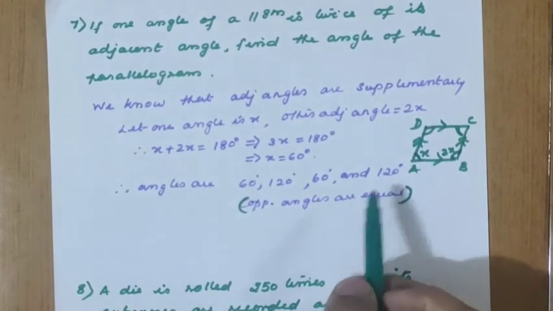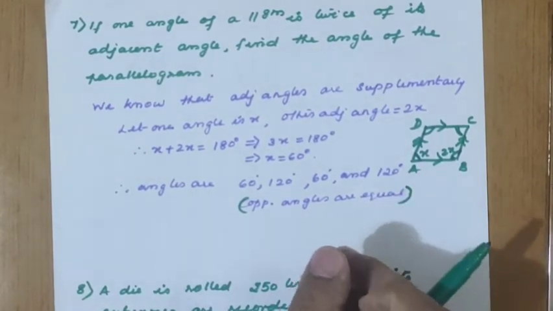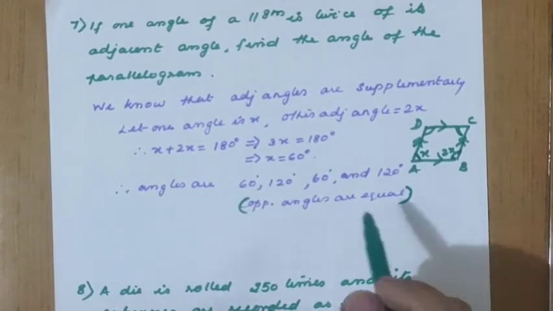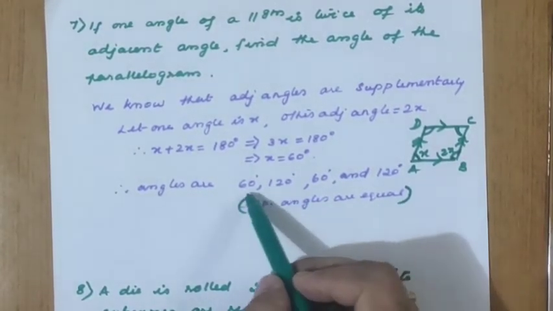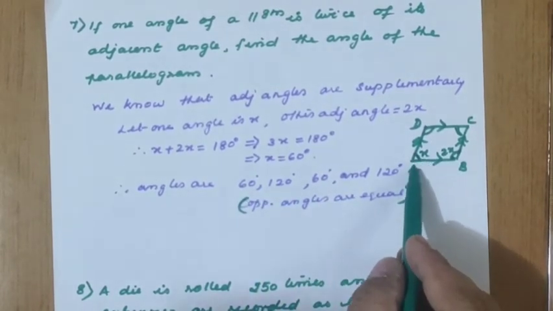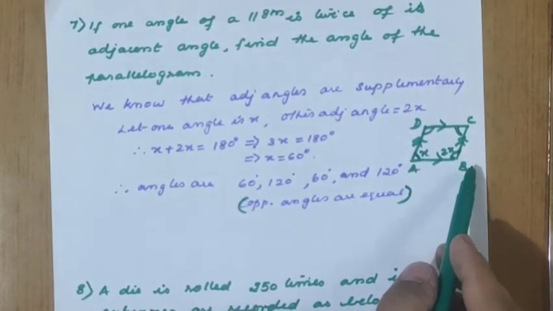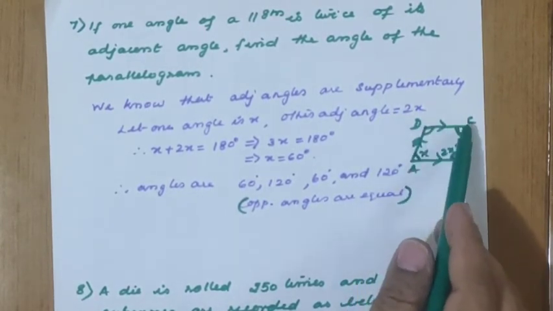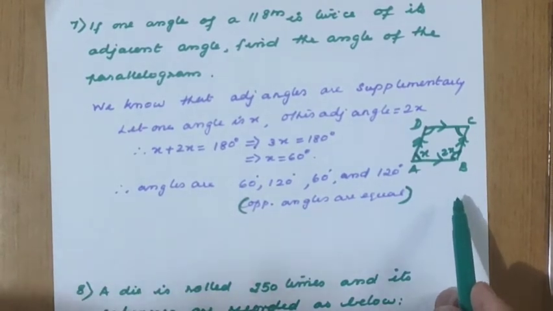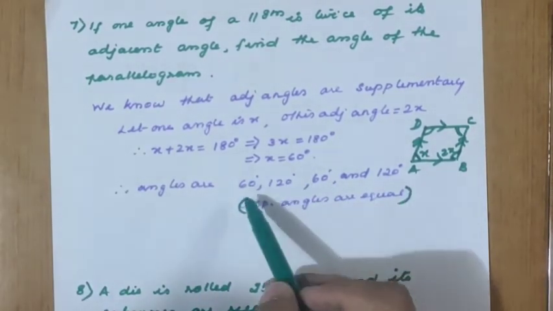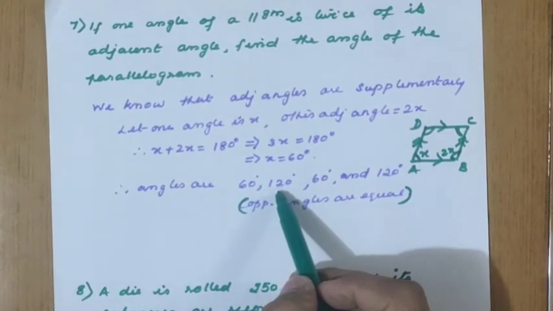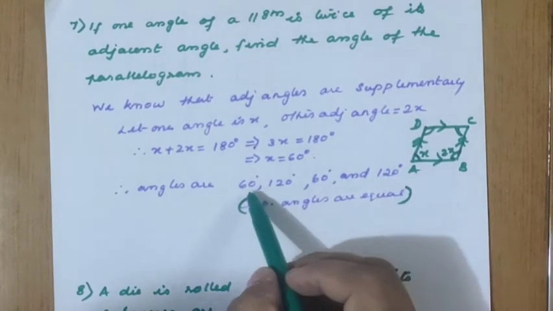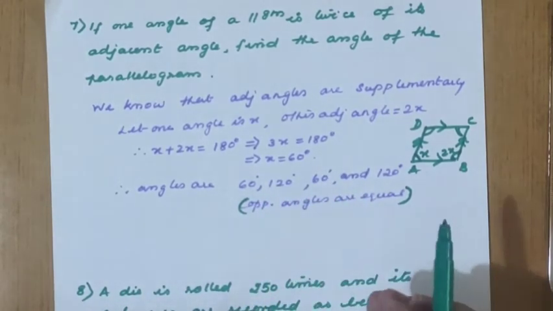Now, the children will write 60, 60, 120, 120. We should not write that, since it is a parallelogram. When we write the answers, they should be in order. That means A, after A comes B, after B comes C, then D. So ABCD order, or we can go ADCB, either clockwise or anti-clockwise. So when we write this, one is 60, then the next angle should be 120, again 60, again 120.